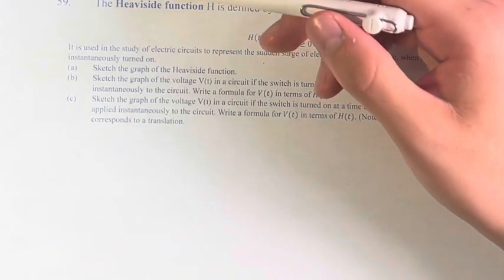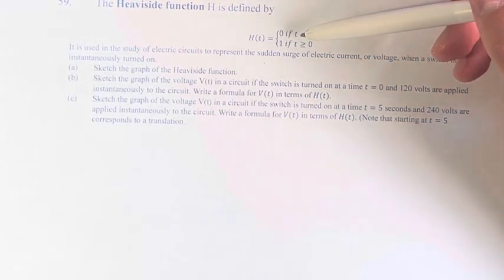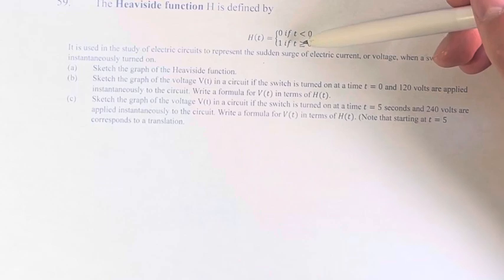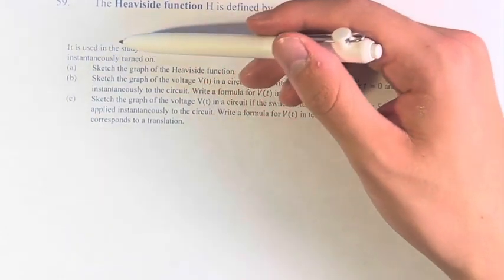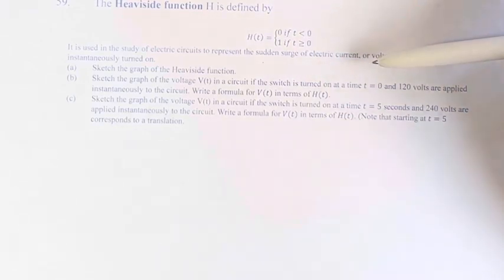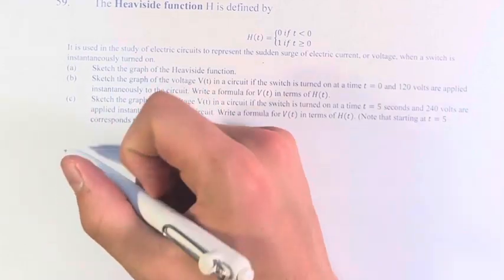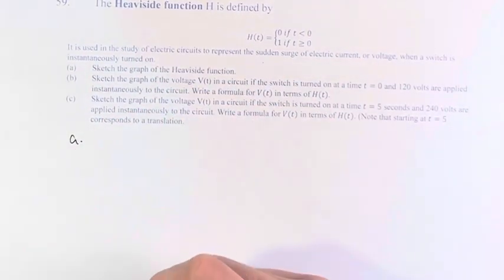In this problem, we're told that the Heaviside function is defined by h of t is equal to 0 if t is less than 0, and 1 if t is greater than or equal to 0. It is used in the study of electric circuits to represent the sudden surge of electrical current or voltage when a switch is instantaneously turned on. So in part A, we're asked to sketch the graph of the Heaviside function.